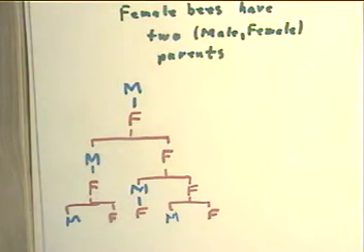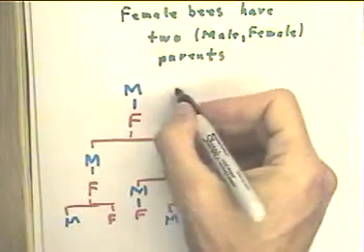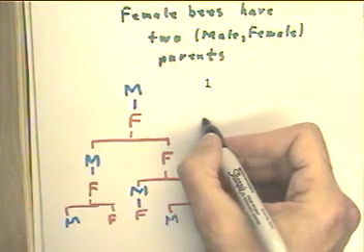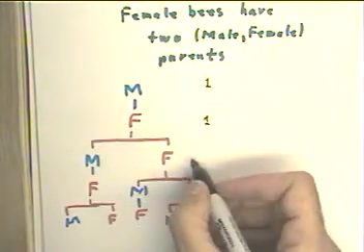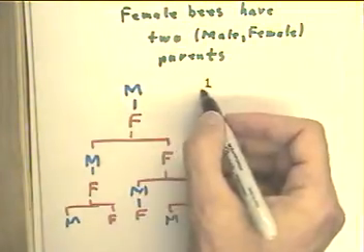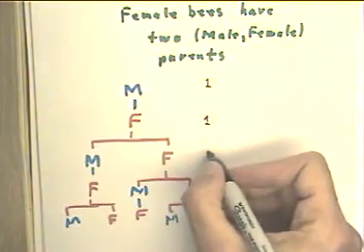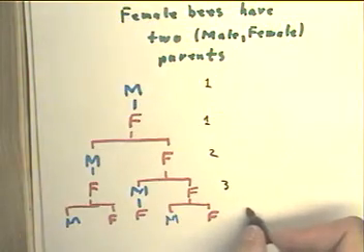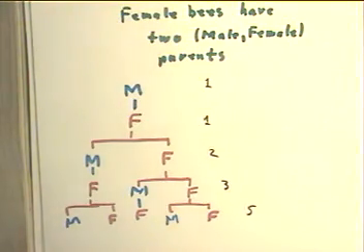Now we see that the pattern is going to continue in a very similar manner. How many bees do we have in each generation? Well, we have one bee in the present generation, one bee in the previous generation, two bees in the generation before that, three bees in the generation before that, and five bees in the generation before that.